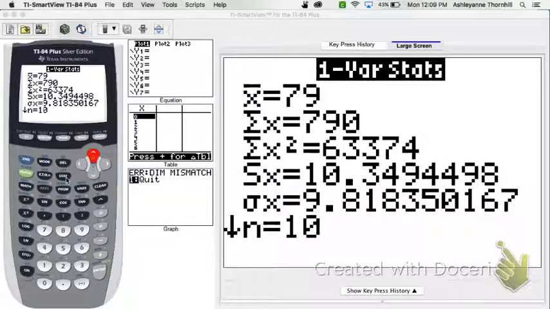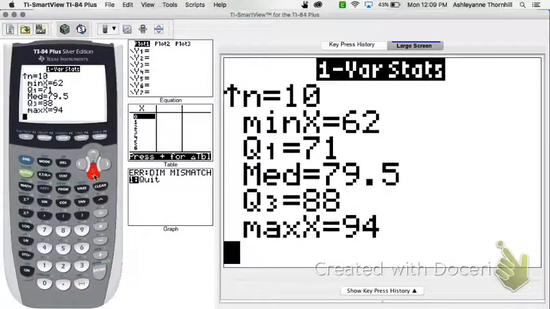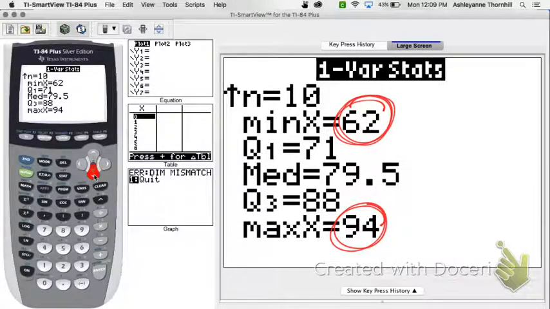The other things from here, it doesn't give you your variance or your range, but for range, it does give me my max and my min. So let's say you just didn't know by looking at it. So my range would be 94 minus 62, which is what? 32.